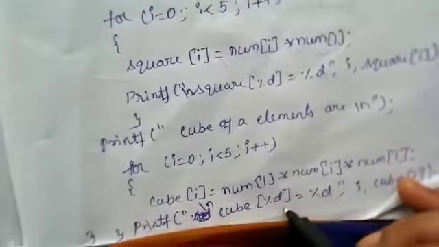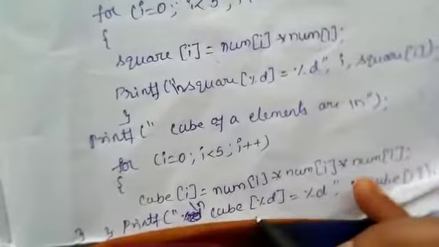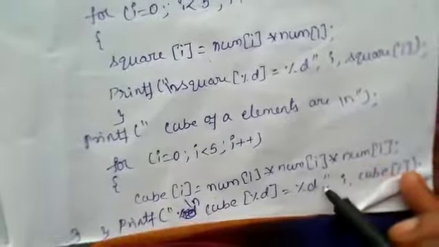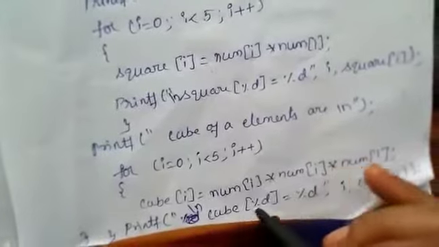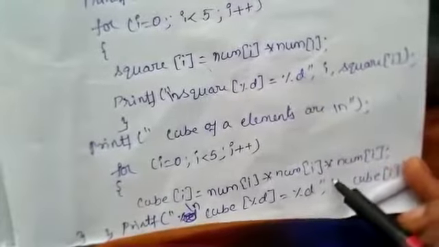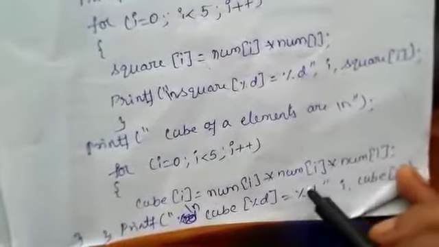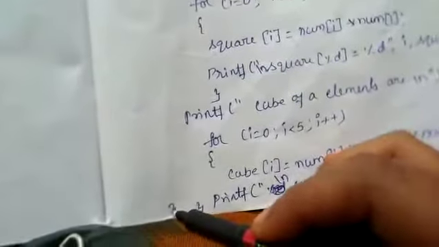And cube of %d is equals to %d is nothing but cube of 0 is equals to 0. Cube of 1 is equals to 1 cube means 1. Cube of 2 is equals to 2 cube means 2 1s are 2, 2 2s are 4, 4 2s are 8. Like that it will be printed. Okay. Next, we have to close that for loop and the main function.